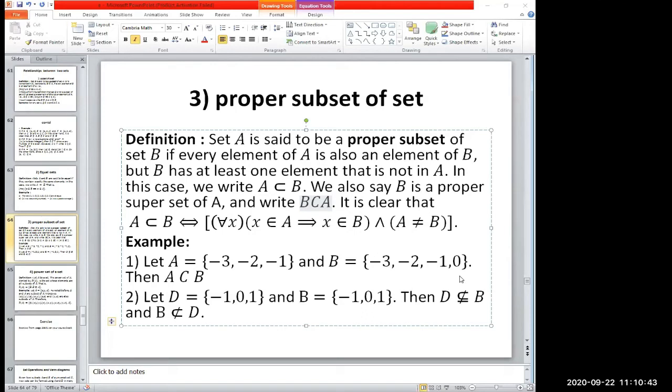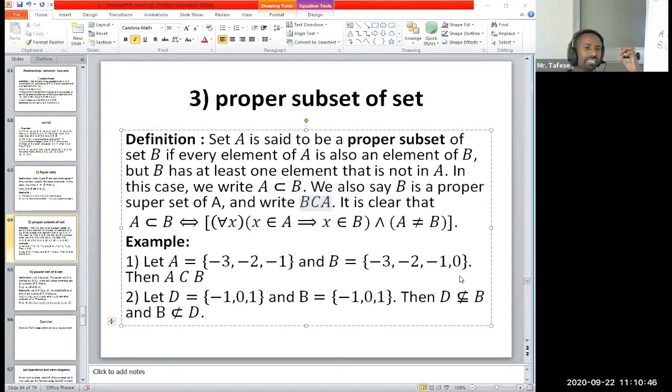That means there must be an element x of B which is not an element of A. This is how you define a proper subset, A a proper subset of B. From the example, set A consists of elements -3, -2, and -1. Set B consists of elements -3, -2, -1, and 0. So set B contains 0, which is not an element of the first set A. Therefore, we can say A is a proper subset of B.